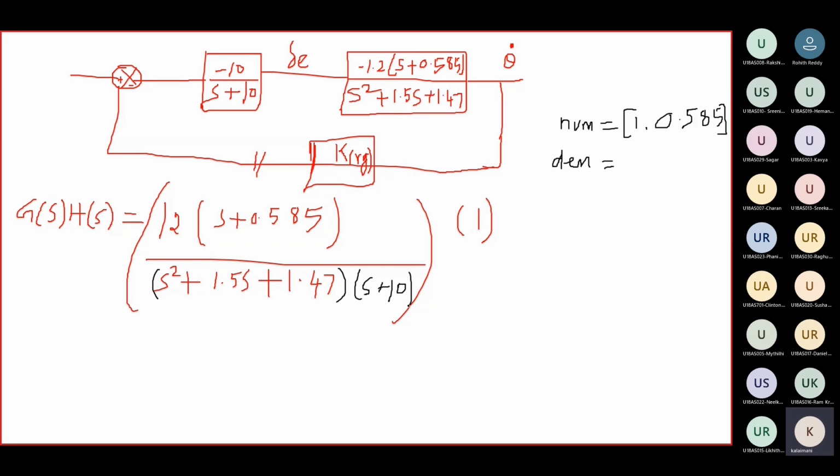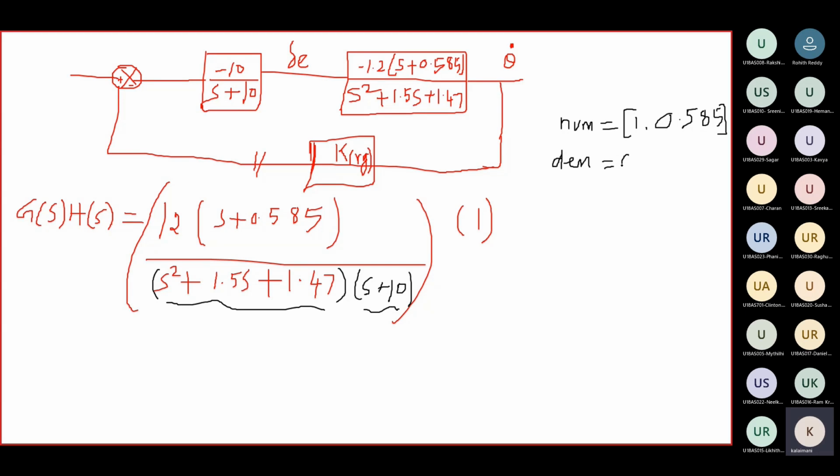These two blocks are a cascade block. Minus 10 into minus 1.2. We will get 12 into s plus 0.585, then s plus 10 into s square plus 1.5s plus 1.47. Therefore, your denominator is a combination of two functions, this function as well as this function.